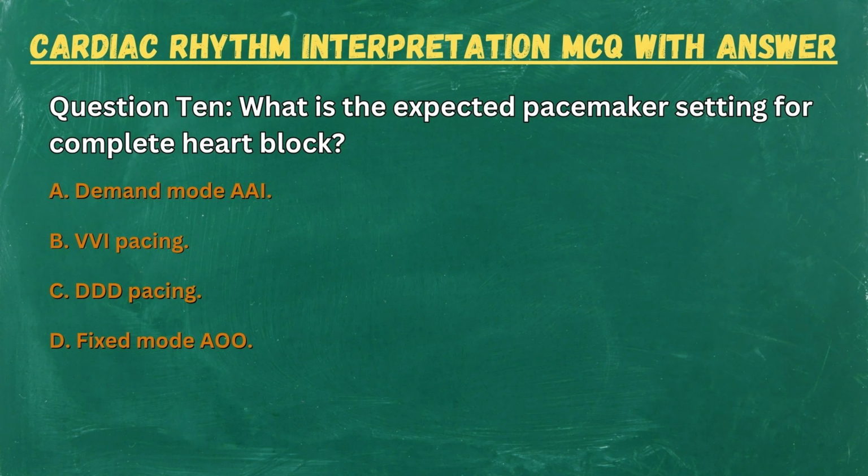Question 10. What is the expected pacemaker setting for complete heart block? A. Demand mode AAI. B. VVI pacing. C. DDD pacing. D. Fixed mode AOO. Answer: C. DDD pacing.